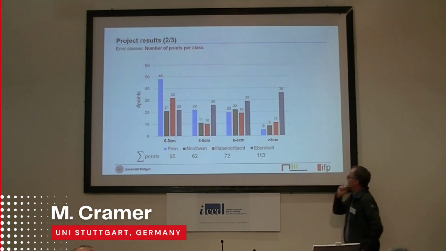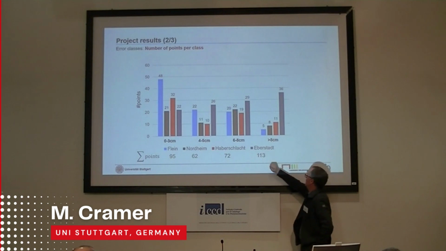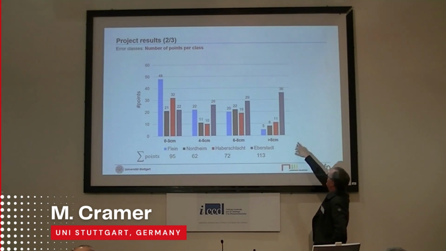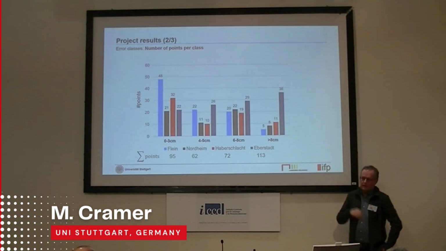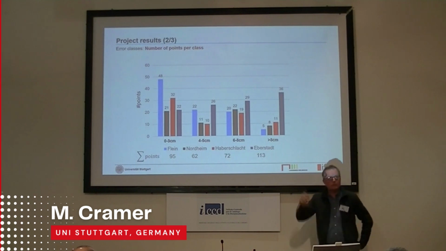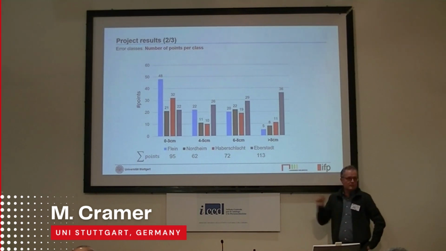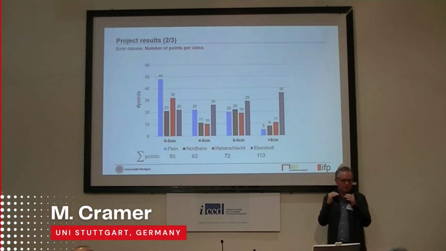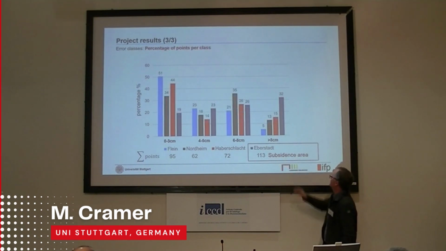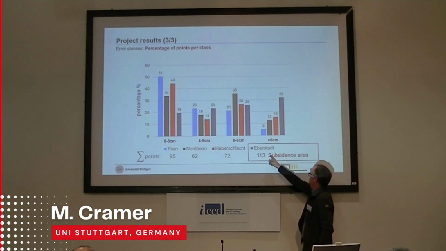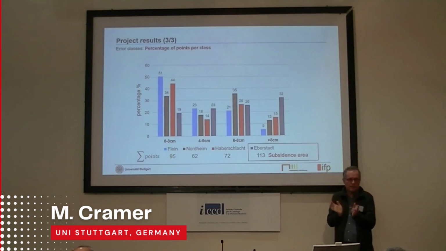And you see, if you look at the last project, this Eberstadt project, there is quite a high number in this class, more than 8 centimeter. And they know why. Because this is an area where there was heavy subsidence, so there is really change in the shape of the landscape. So it was expected. And if you now change not to number of points but percentage of points, you see that about 1/3 of the points in this project has larger deviation than 8 centimeter.